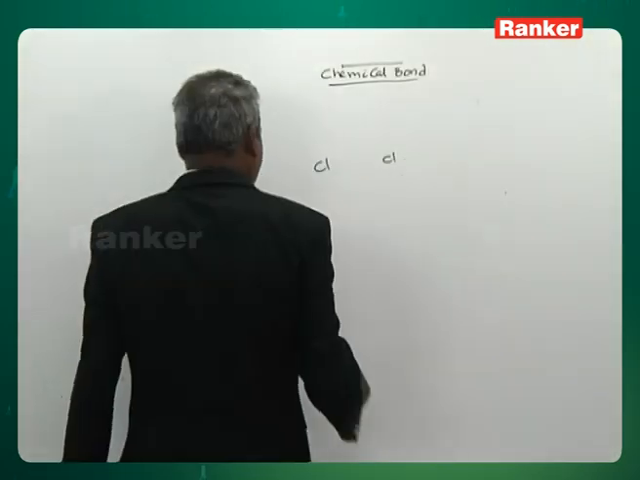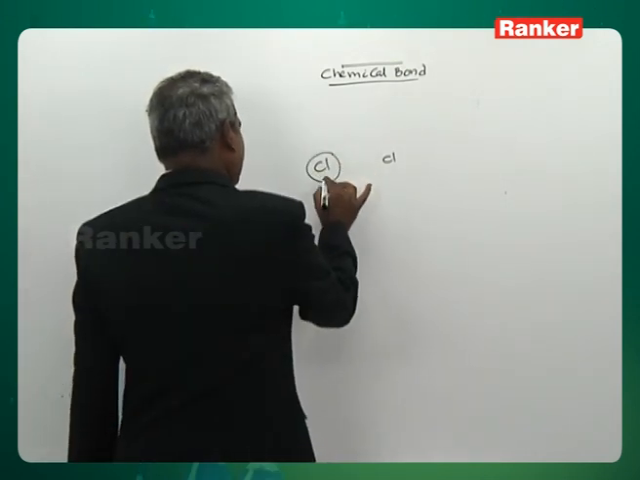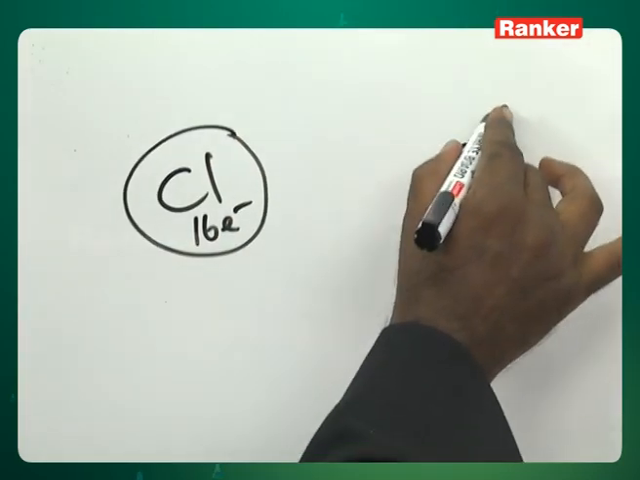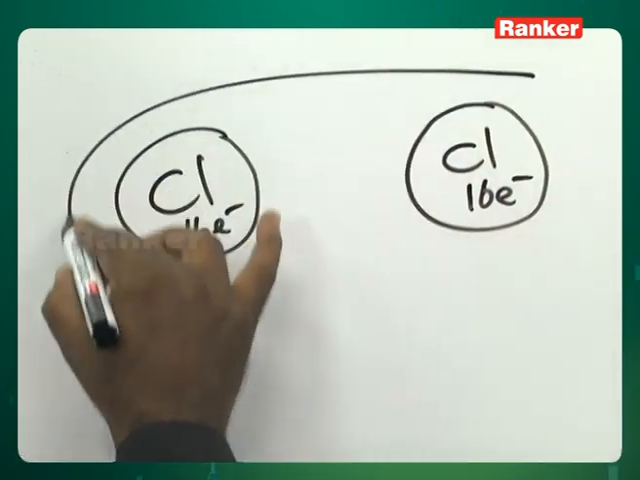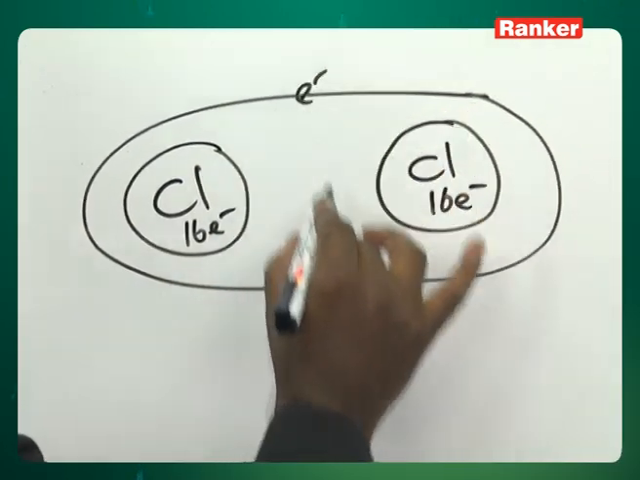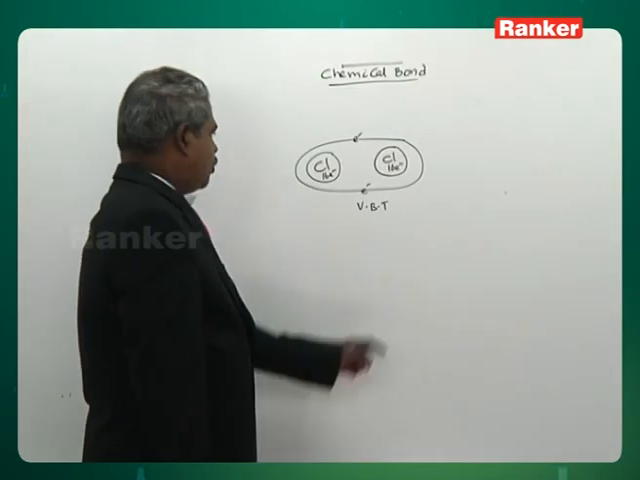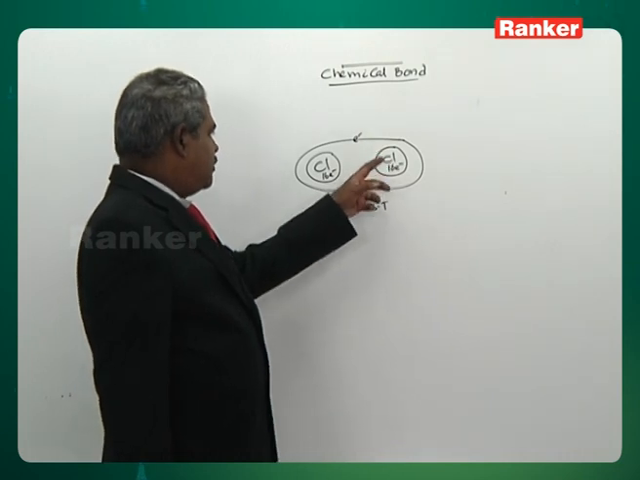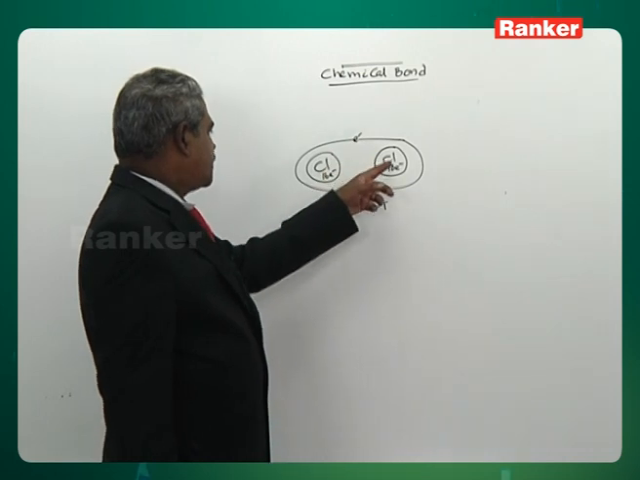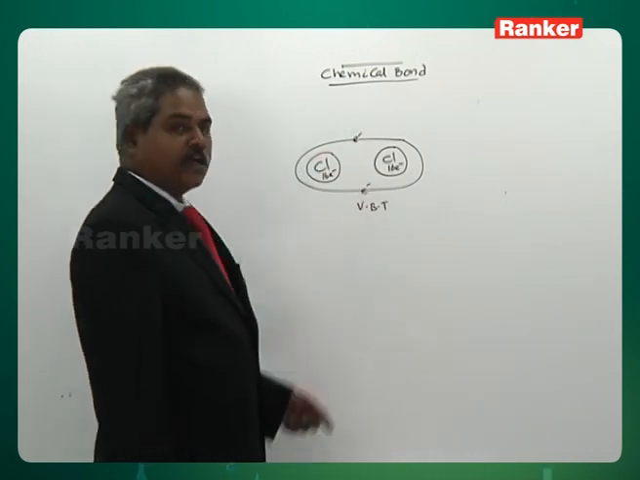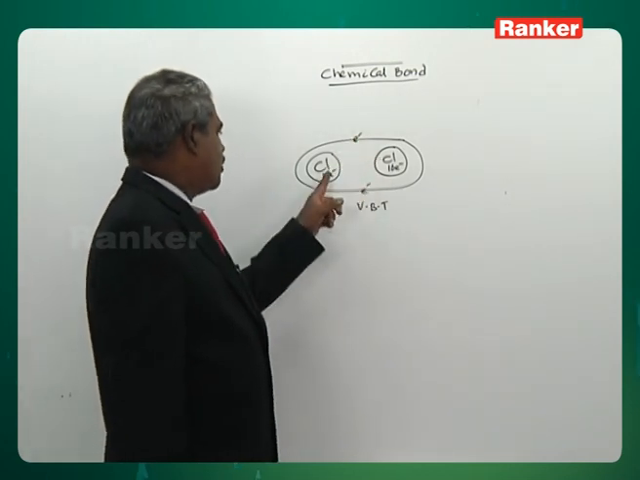Chlorine has 17 electrons. 16 electrons revolve around this chlorine nucleus, and 16 electrons revolve around this chlorine nucleus, and only 2 electrons are shared in common. Only these 2 electrons. This is valence bond theory. It means this chlorine atom has power only over these 2 electrons. This chlorine doesn't have anything to do with these 16 electrons. It can rightfully claim these 2 electrons, but not those.